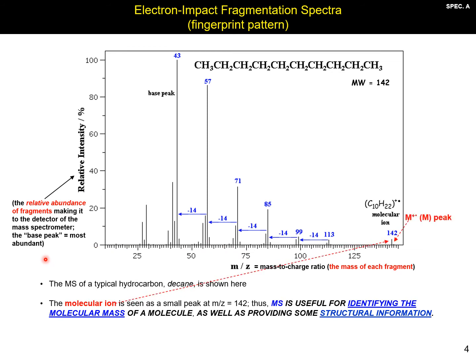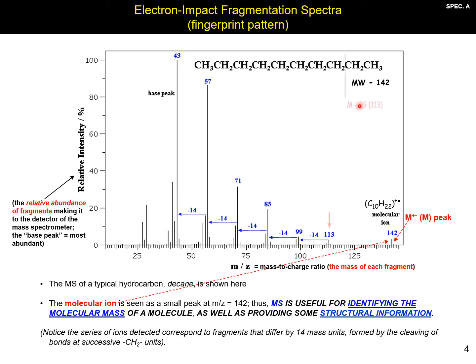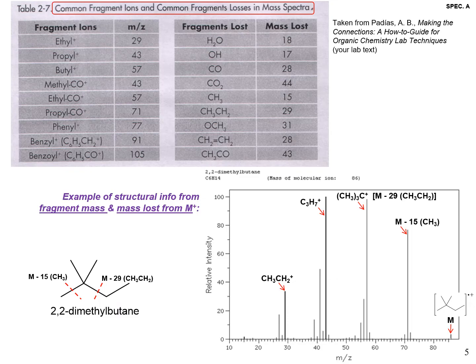The molecular ion M peak or M+ peak is indicated here, which corresponds to the molecular weight of decane. You'll also see the molecule fragmenting with losses of ethyl, propyl, butyl, pentyl indicated on the spectrum. Therefore, by looking at the mass of fragments that are lost from the molecular ion, subtracted from the molecular ion, you can get some structural information about the molecule.